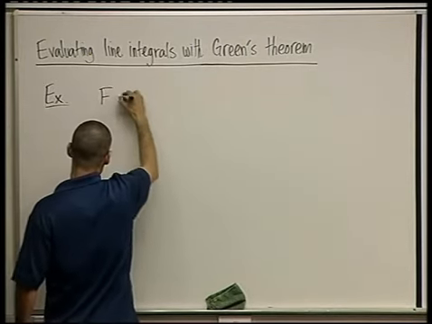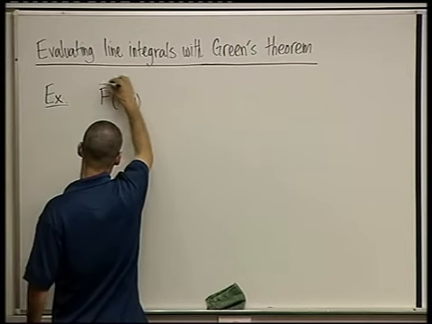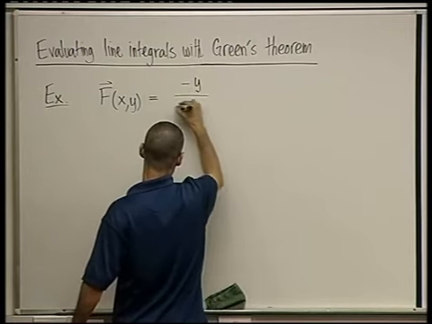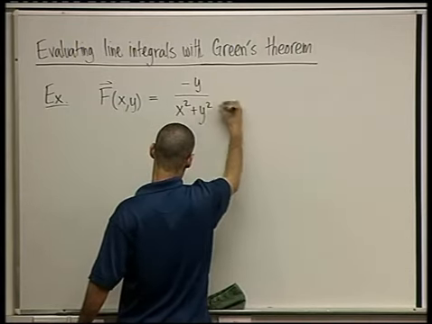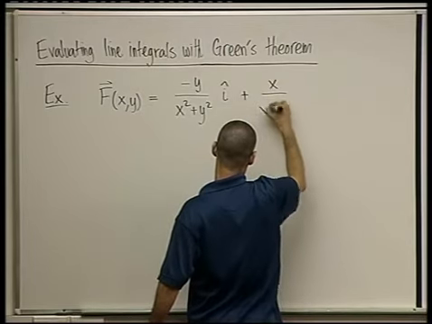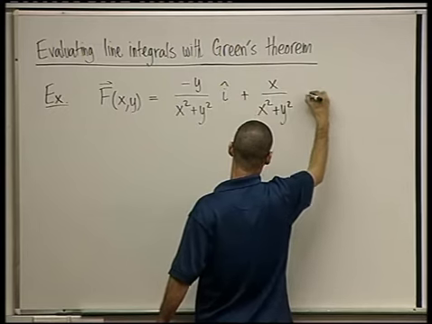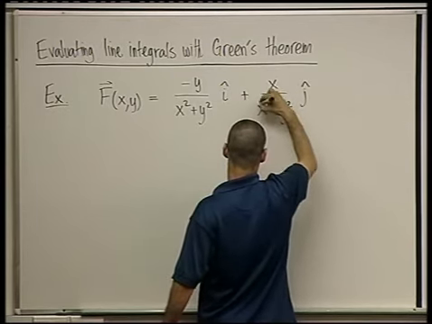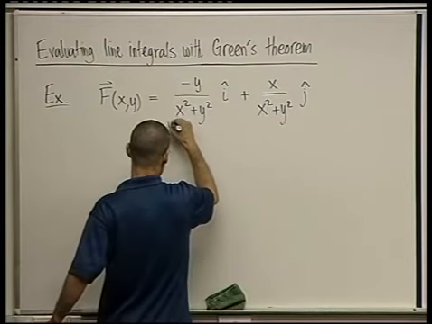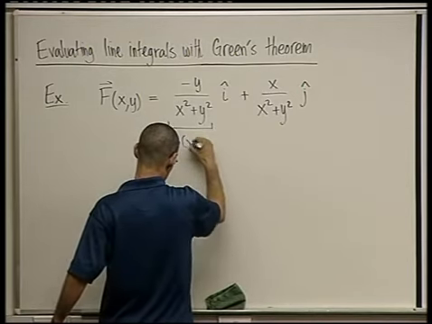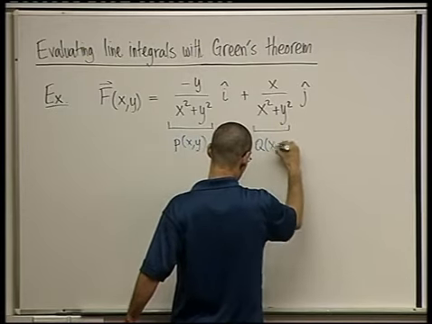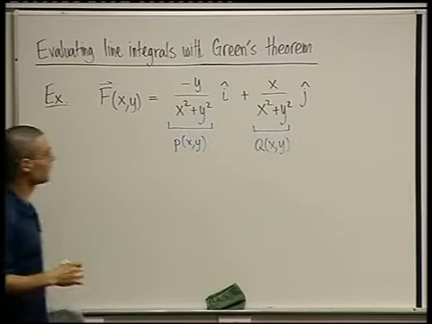We're going to look at the field F of x, y, which is minus y divided by x squared plus y squared, that's the i component, plus x divided by x squared plus y squared, which is the j component. So this entire thing is P of x, y, and this entire thing is Q of x, y. Good?